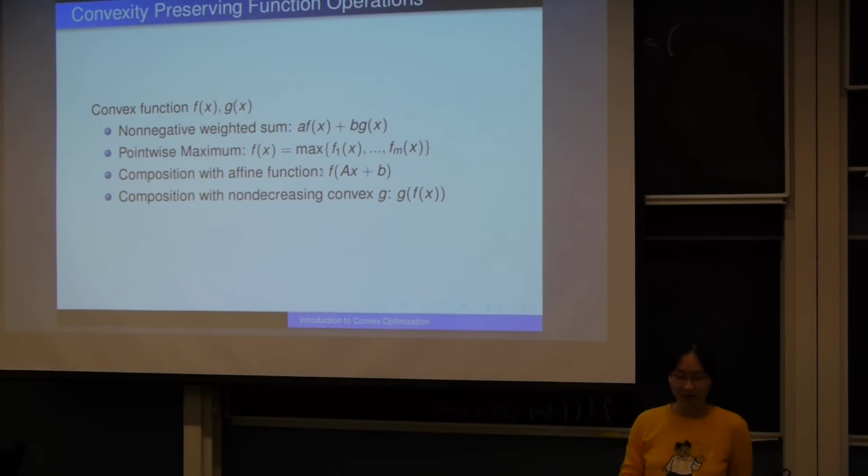So here are some convexity preserving function operations. If we already have two functions f and g, the non-negative weighted sum of these two functions will be a convex function. The pointwise maximum of convex functions will be convex. The composition with an affine function will also be a convex function. And the composition with a non-decreasing convex g, g of f(x), is also convex. You can easily check these functions to be convex by using the definition, first order or second order conditions.